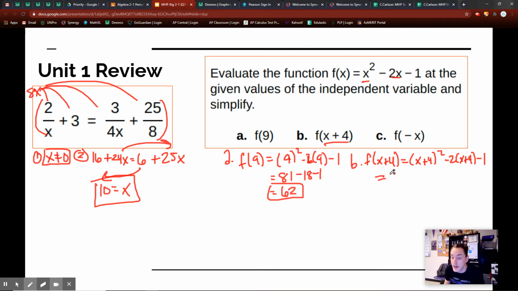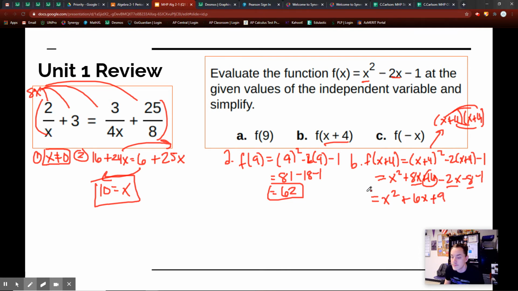X plus 4 squared is going to be x squared plus 8x plus 16 when I FOIL it all out. Remember, this is the same thing as saying x plus 4 times x plus 4. Okay? It's the exact same thing. I FOIL it. Okay? And then minus 2x minus 8 minus 1. This equals x squared. Those combine to be plus 6x. 16 minus 8 is 8. And then minus 1 is 9. So plus 9. And that is my final answer.